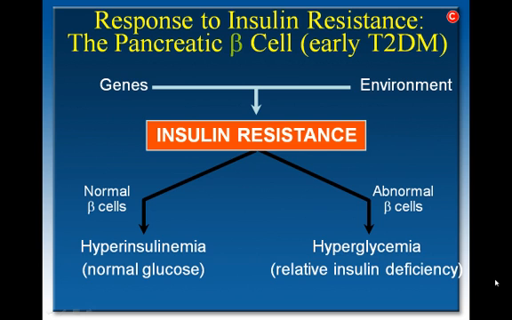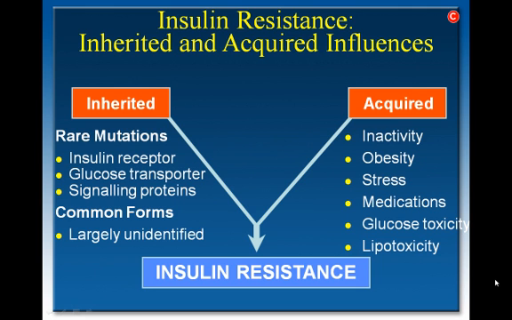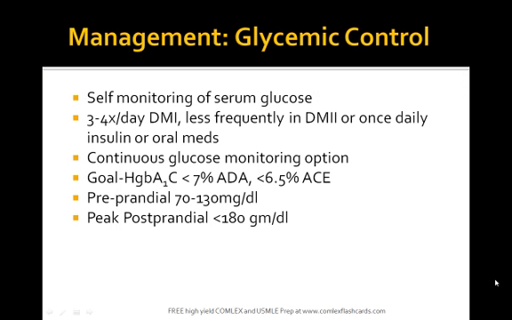So this insulin resistance, in normal beta cells, could be causing hyperinsulinemia, and in abnormal beta cells can lead to hyperglycemia with a relative insulin deficiency. So there are two ways you can develop insulin resistance and its effect. Now it's caused by several factors. One could be genetic, with mutations in glucose transportation and signaling proteins causing problems. The other is acquired, like obesity, stress, medications, inactivity. All these things are leading to more and more insulin resistance.